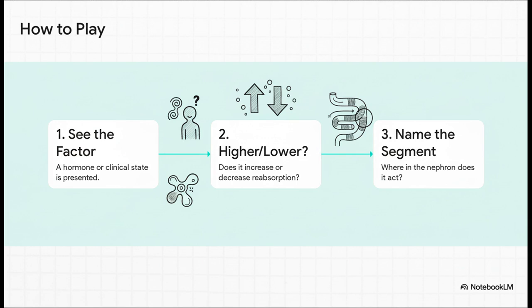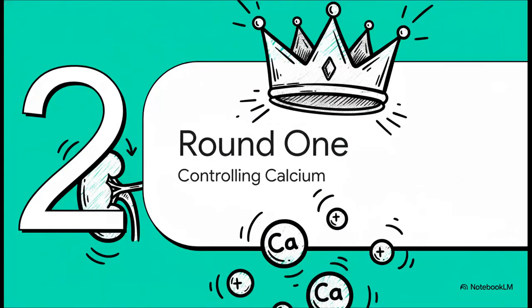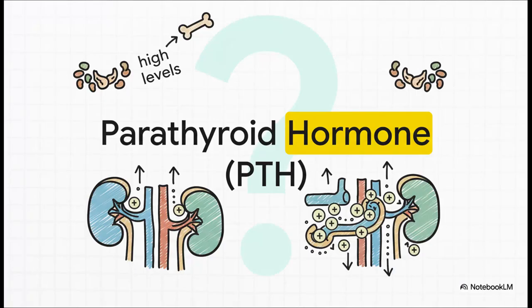Let's do this. All right, first up, let's kick things off with round one. We're diving into the world of calcium, the king of cations. Get ready, your first factor is coming right up. Okay, first factor on the board, parathyroid hormone, or PTH. When those PTH levels shoot up, what happens to calcium reabsorption? Are we thinking higher, or are we thinking lower? And what's the location? Go on, lock in your answer.